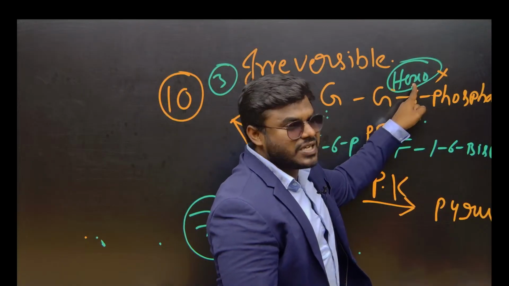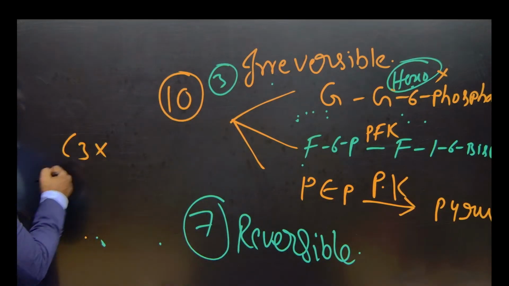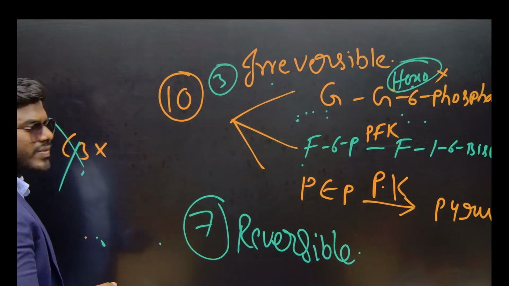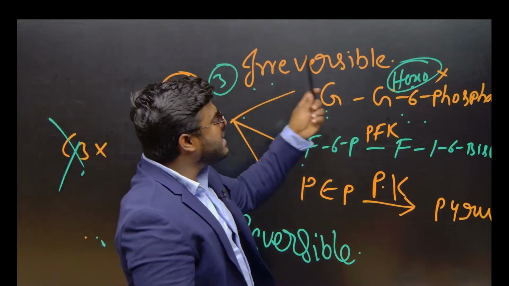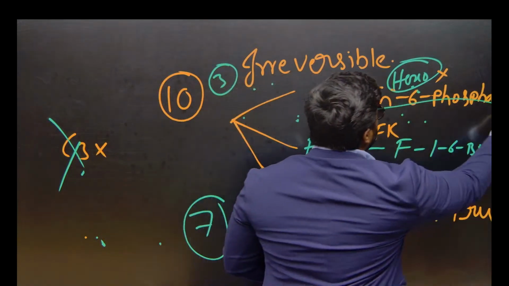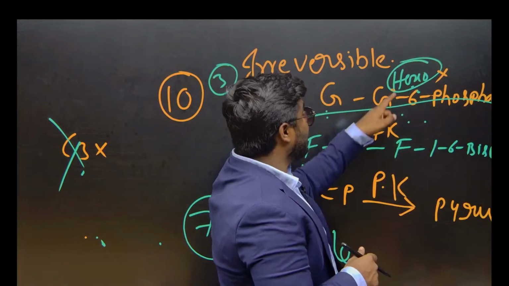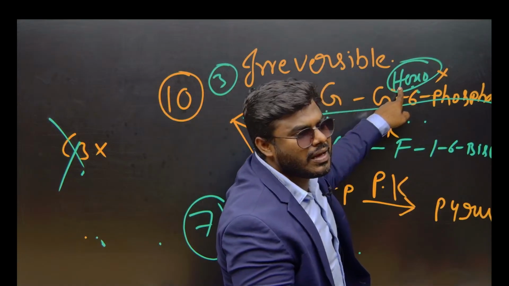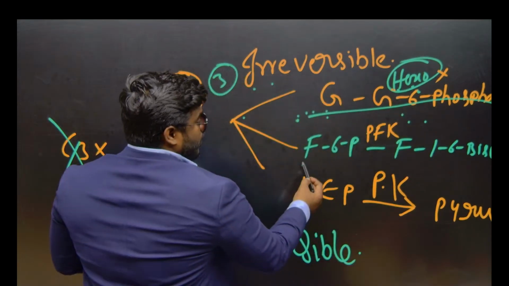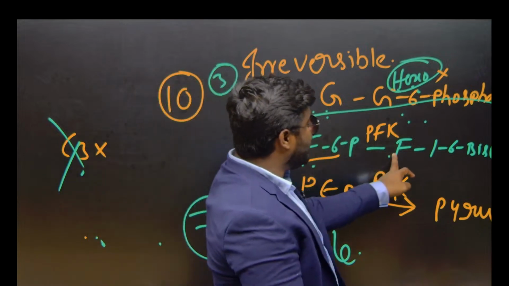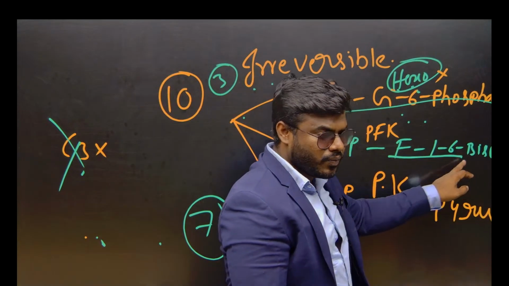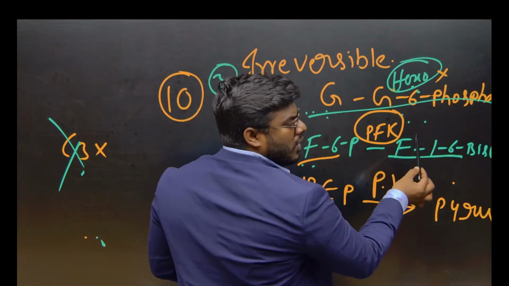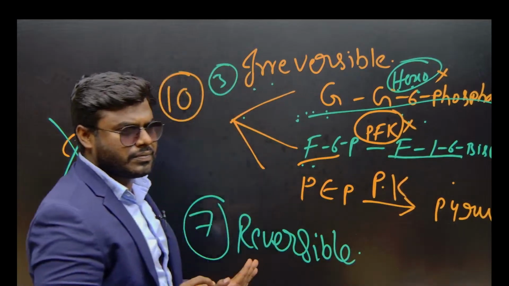If in a C3 plant Rubisco is absent, can someone else do the function? No one can do it. The entire reaction will stop. Same way, if this enzyme is absent, no one can catalyze this reaction. That's why it is called an irreversible enzyme or irreversible reaction. Next, fructose 6-phosphate is converted into fructose 1,6-bisphosphate, catalyzed by PFK, phosphofructokinase. If this is absent, no one can perform it.